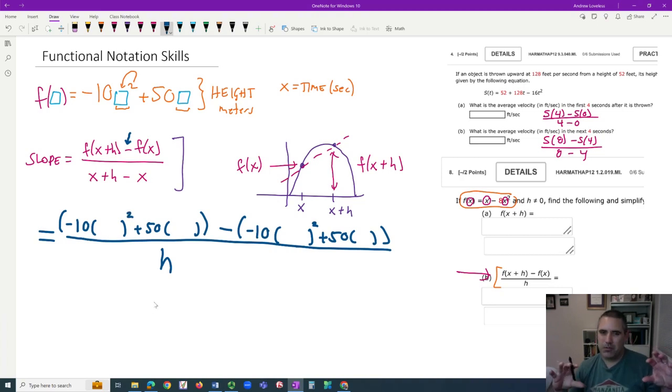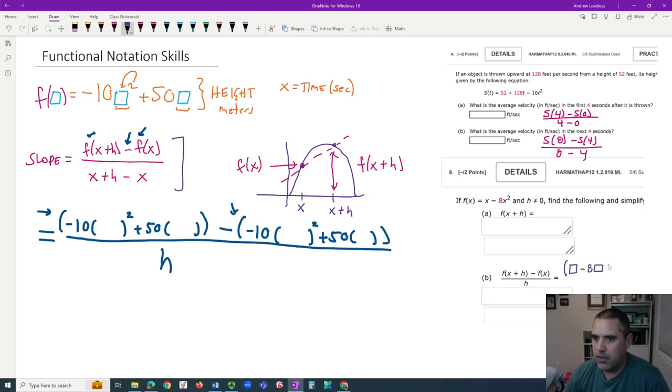So the structure you can put together immediately. If someone gives you a function, and the function is negative 10 times the input squared plus 50 times the input, that's what this means. We called on the function here, we called on the function here. So without any work, I know what step 1 of this will look like. We will call on the function twice. There's going to be a blank minus 8 blank squared, minus blank minus 8 blank squared, over h.